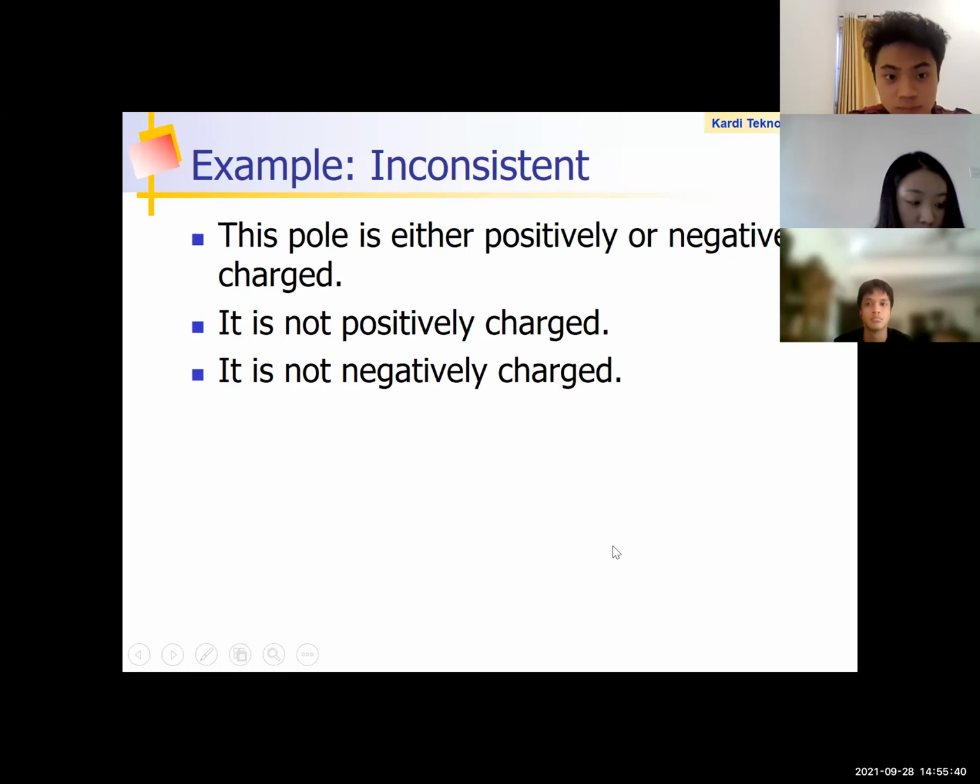Okay. How about this? This pole is either positively charged or negatively charged. It is not positively charged. It is not negatively charged. So it's inconsistent. Why, Kenneth? Because in premise one, it's either positive or negative. However, on the second and third premises, it is not positive or negative. So we don't know what it is.